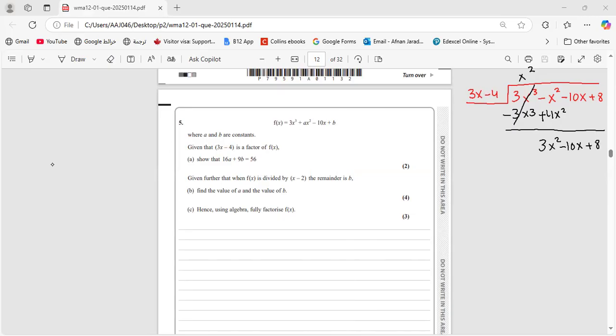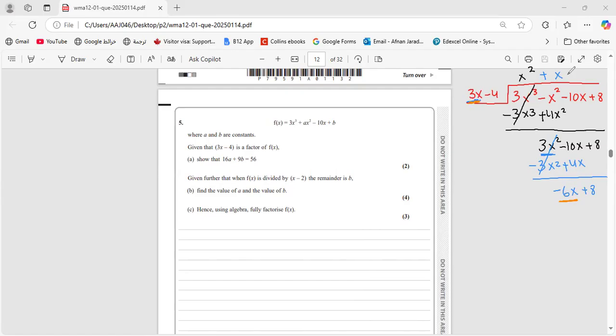So 3x squared divided by 3x equals x, multiplied by 3x is 3x squared, and x multiplied by -4 is -4x. Don't forget to subtract, so change all signs: 3x squared minus 3x squared eliminate, minus 10x plus 4x is minus 6x. What's left down is plus 8. Then again, you need to divide the first term by the first term.